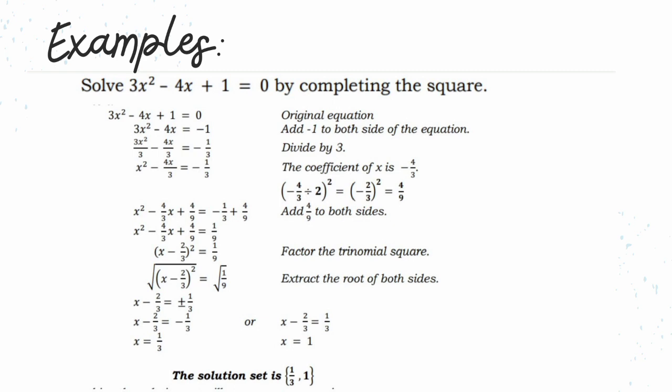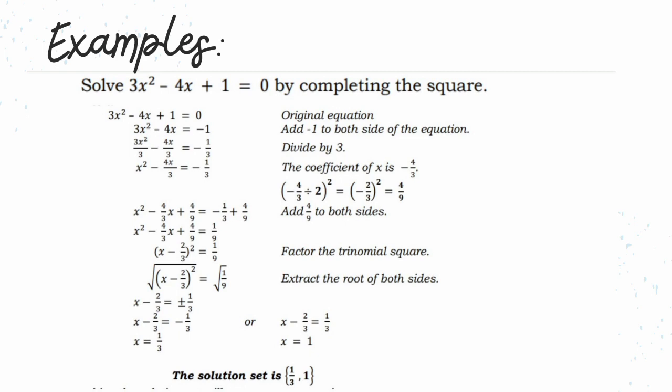Okay, for x sub 2, ang gamiton na is negative 1/3. So, x minus 2/3 equals negative 1/3. So, if transpose na ang 2/3, and then i-combine na nato ang negative 1/3 ug 2/3, ang iyahang magiging answer is x equals 1/3. So, ang atong mga roots karon is 1/3 and 1.